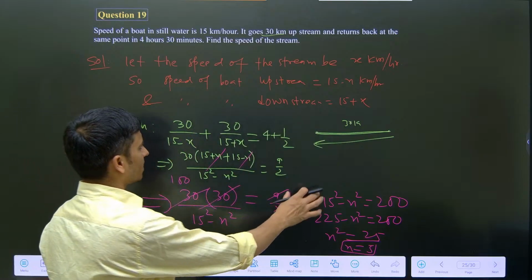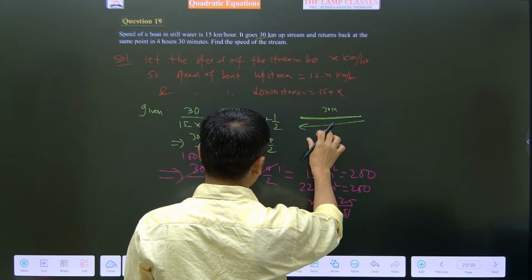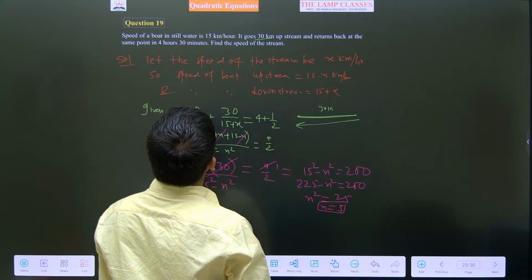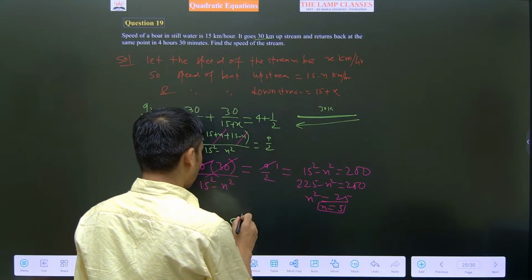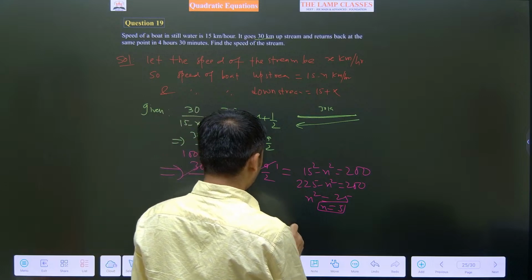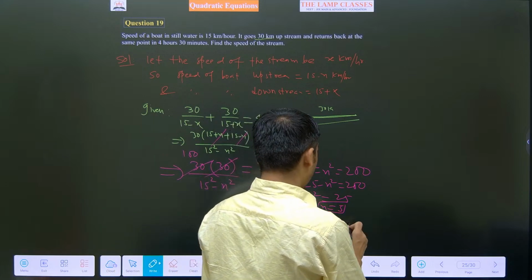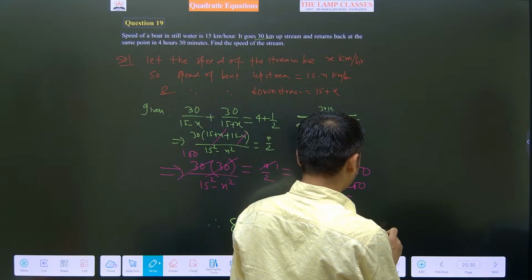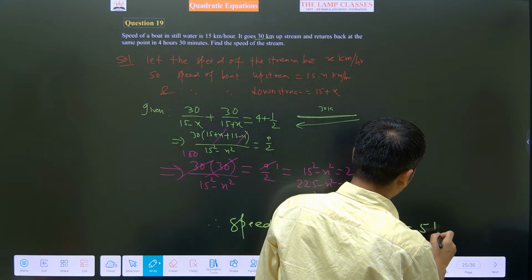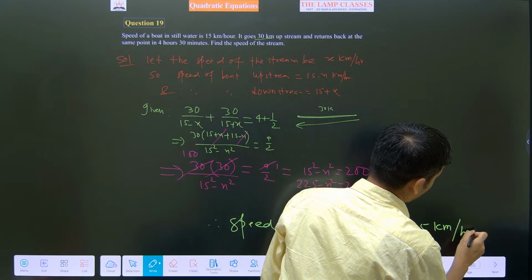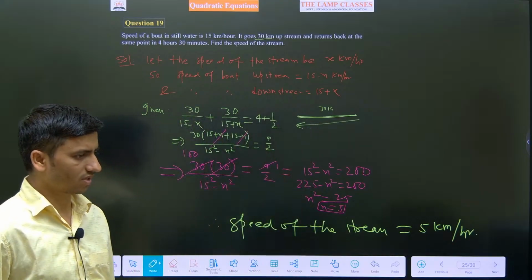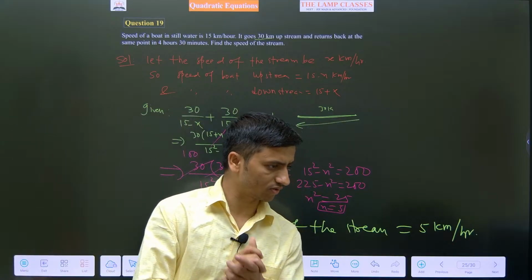X we are taking only 5, not plus minus 5, right? Because if I take minus 5, that is the speed, so speed can't be negative, right? So therefore conclusion we have to write speed of the stream must be 5 kilometer per hour. That's good, guys. Most of you have got it right. Very nice.